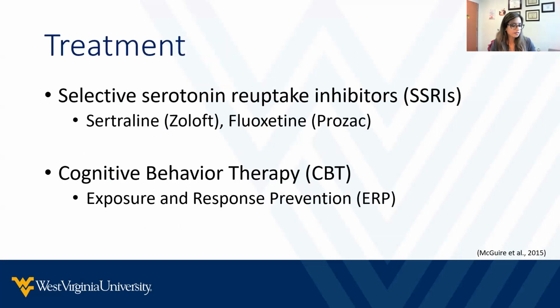I'm going to go a little faster for the sake of time. Usually SSRIs are the go-to psychiatric treatment. What I've seen is sertraline or fluoxetine being prescribed. But for treatment on the psychological side, CBT is the gold standard, and specifically exposure and response prevention. ERP is a type of intervention. It's a form of CBT that's specifically catered to that OCD cycle.